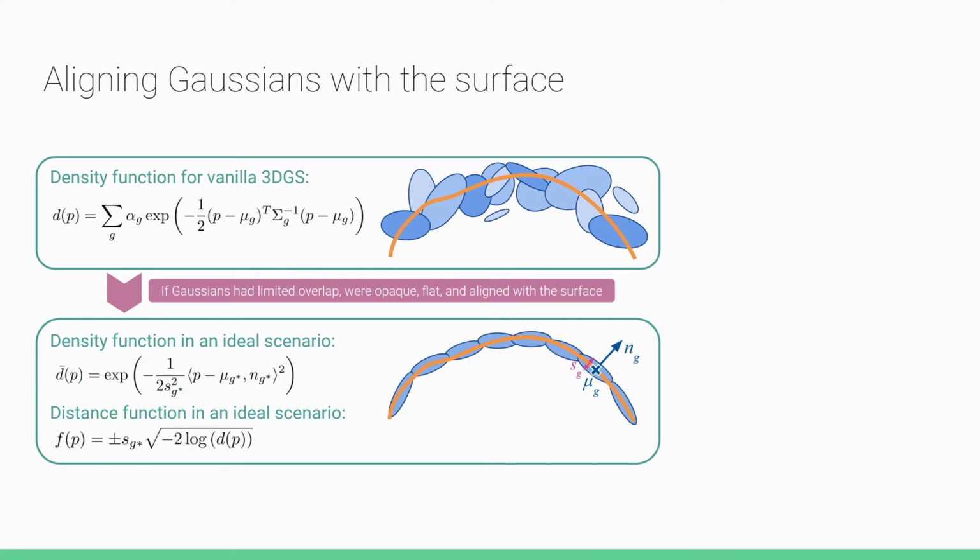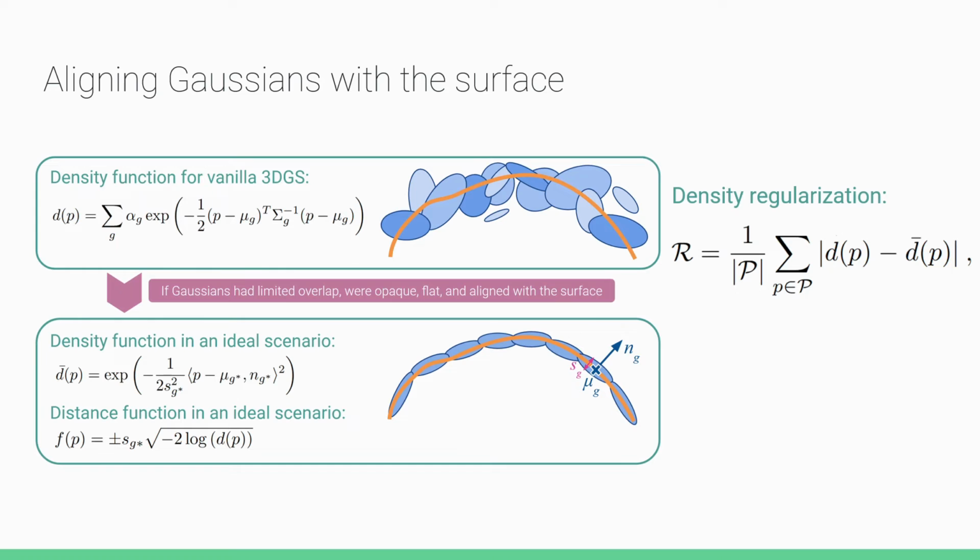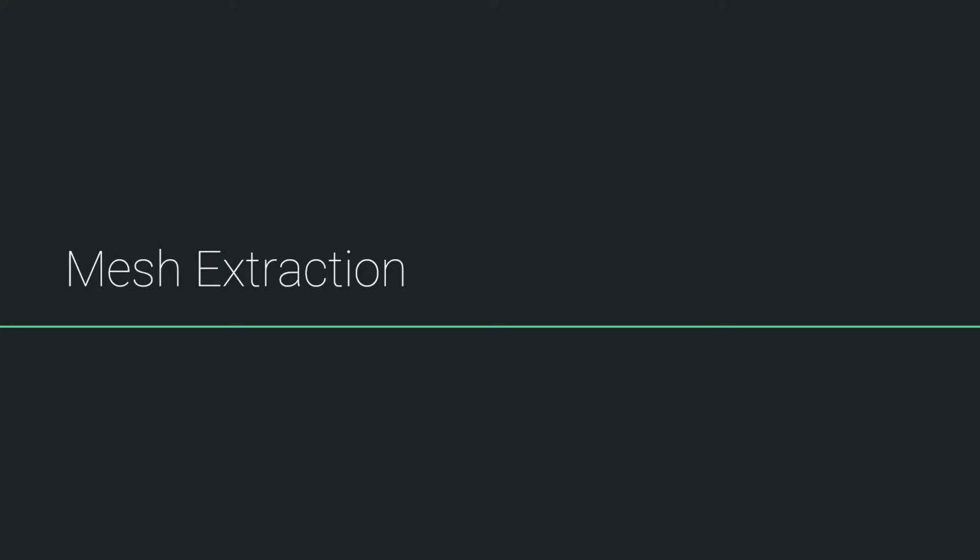To regularize our 3D Gaussians, we simply minimize the distance between the actual density function d and the simplified density function d bar that should hold true if Gaussians were aligned with the surface. This regularization already works pretty well, but we show that we can push it even further by instead using the distance function f. For extracting a mesh from our surface-aligned Gaussians, we do not rely on marching cubes.